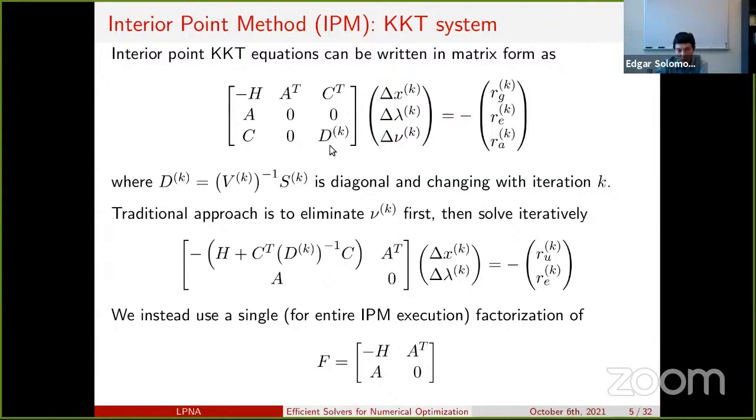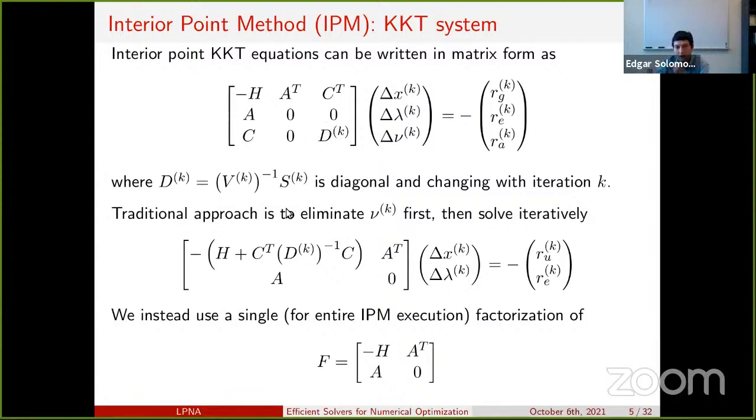The standard approach to solving this type of system is, in a sense, to eliminate the mu variables first by absorbing this D_k block into H, and then solving this reduced system, or just working with the original system and trying to solve it either iteratively or via direct methods.